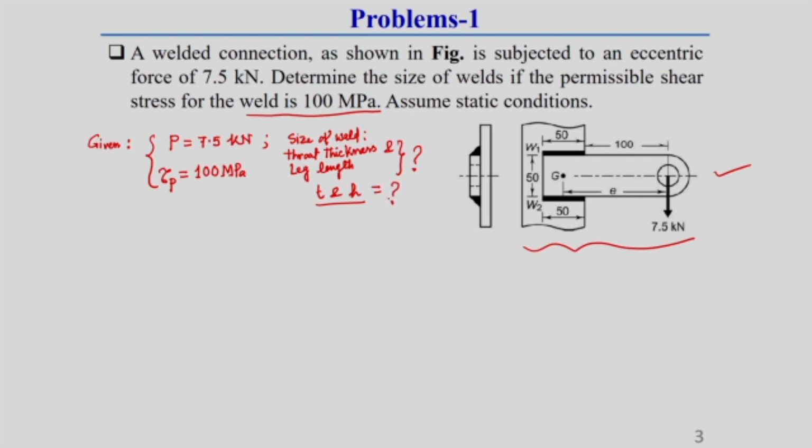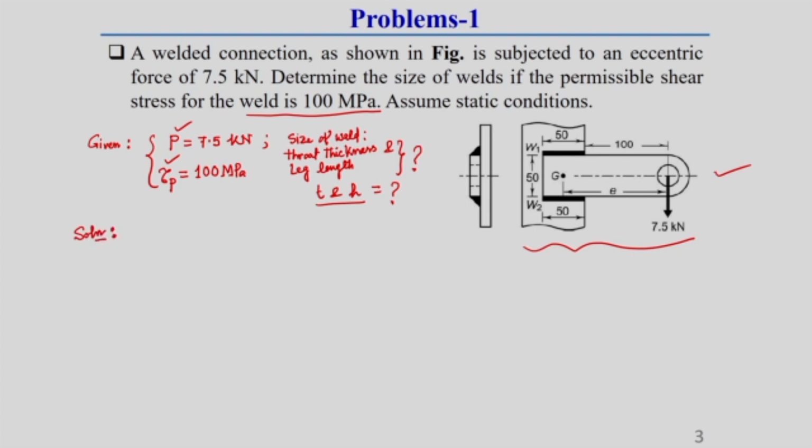In the last lecture I discussed the theoretical portion of how to find the throat thickness and leg length. Today I will just solve one problem, then it will be very clear to you. What are the things given here? The given parameters are the eccentric load P and permissible shear stress tau p, and the weld length is also given here. The detailed figure represents the connection of a bracket with another plate. So, step by step now I will solve this problem, then it will be very clear to you.